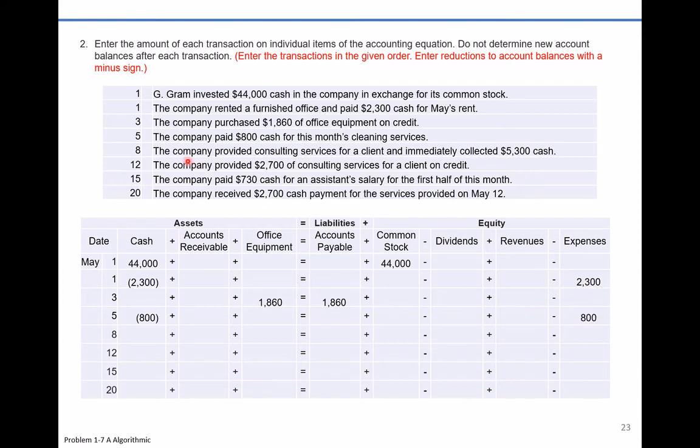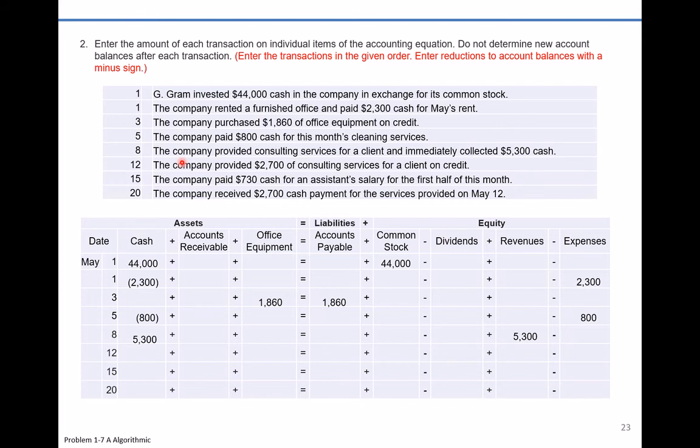The company provided consulting services for a client and immediately collected $5,300 in cash. So what were the accounts involved in this transaction? Well, right off, we know that cash is one. They collected $5,300 worth of cash. And what was that cash for? Well, it was for what the company's in business to do, and that's provide services. So those are revenues to the company, also in the amount of $5,300.